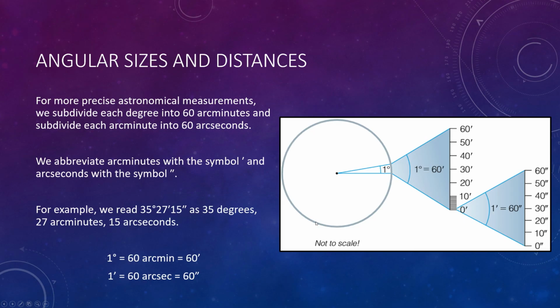So note, arc minutes and arc seconds sound kind of scary, but all they are is smaller versions of a degree. So in other words, 1 degree is 60 arc minutes, and 1 arc minute is 60 arc seconds. Just kind of like there's 60 seconds in a minute and 60 minutes in an hour.